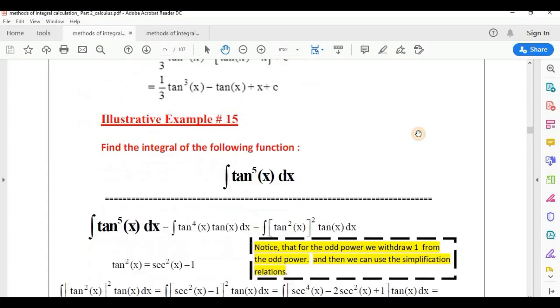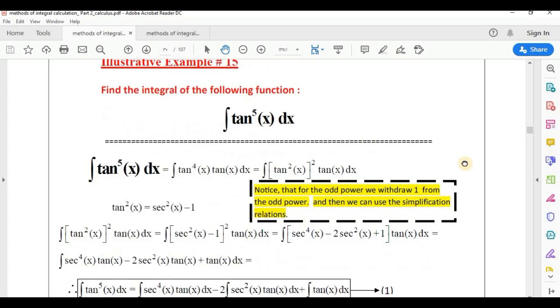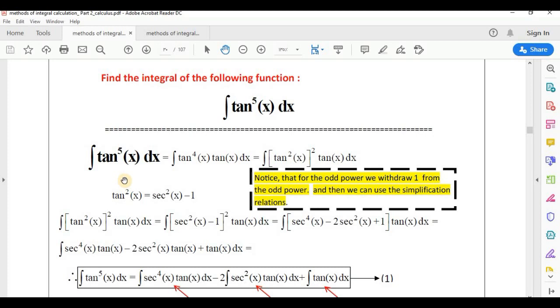Let's see another example. Find the integral of the following function. We have the integral of tan to the power 5x dx. How will we solve it? Notice that for the odd power, we withdraw 1 from the odd power, and then we can use the simplification relationship. Here we have an odd power, so we will withdraw 1. We have 5, withdraw 1, it will be 4. So the integral will become the integral of tan to the power 4x multiplied by tan x dx.